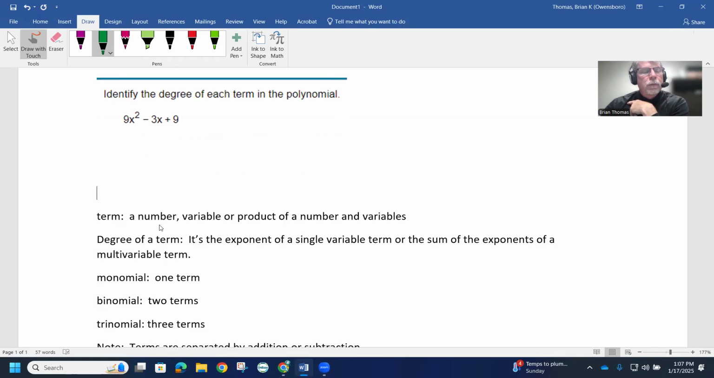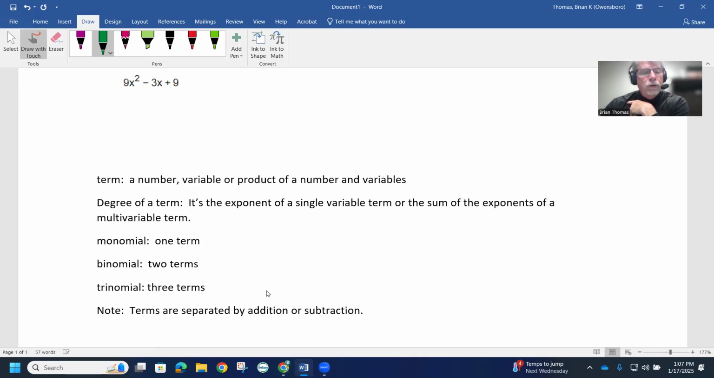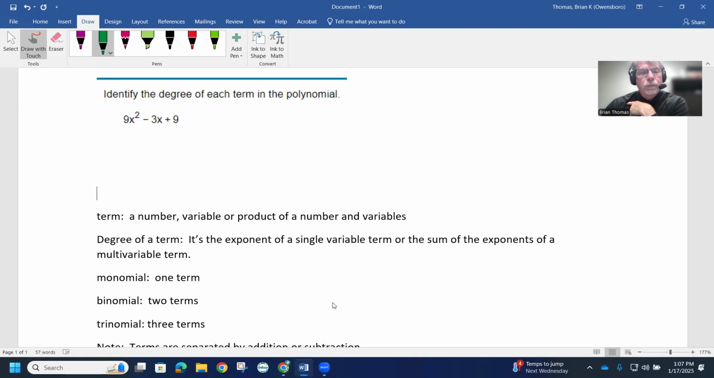A term is a number, a variable, or a product of a number and variables. So it can be a number, a variable, or a product, which means a multiplication of a number and variables. The degree of the term is the exponent of a single variable term, or it's the sum of the exponents of a multivariable term. Now, notice that terms are separated by addition or subtraction.